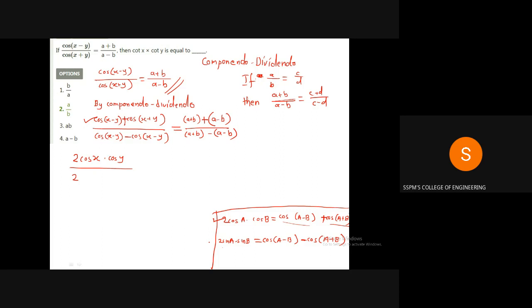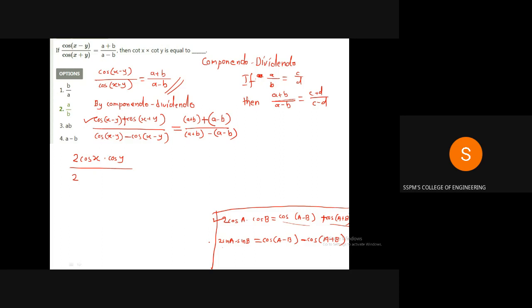So 2 sin x sin y is equal to, what is, (A plus B) plus (A minus B)? If we solve the brackets, minus B and plus B will get cancelled. We will have 2A. Similarly for this part, A plus B, so this minus A and this minus and minus will become plus.